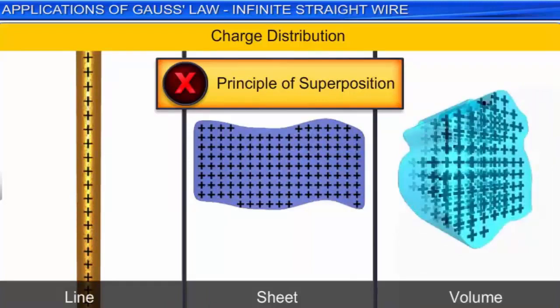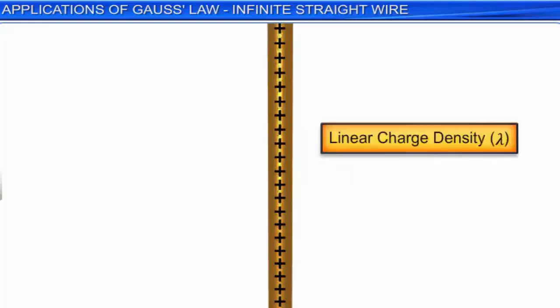Let us now consider an infinitely long straight wire carrying a uniformly distributed positive charge. Its linear charge density, lambda, is the charge per unit length of the wire. That is, lambda is equal to Q by L, where Q is the total charge on the conductor distributed over length L of the wire.